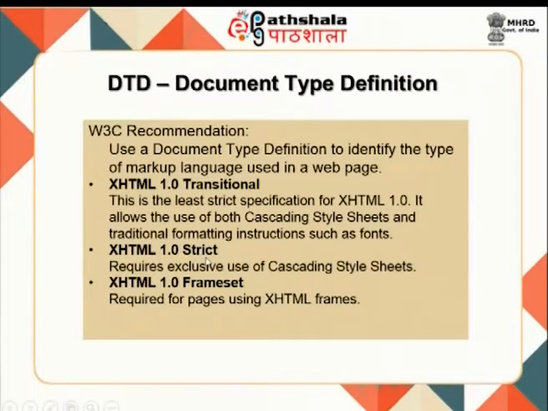When you go for the strict type, it requires exclusive use of cascading style sheets and all other features. And we will use an XHTML 1.0 frameset doctype when the pages require frames. When you go for frames, it is better to use an XHTML 1.0 frameset doctype.